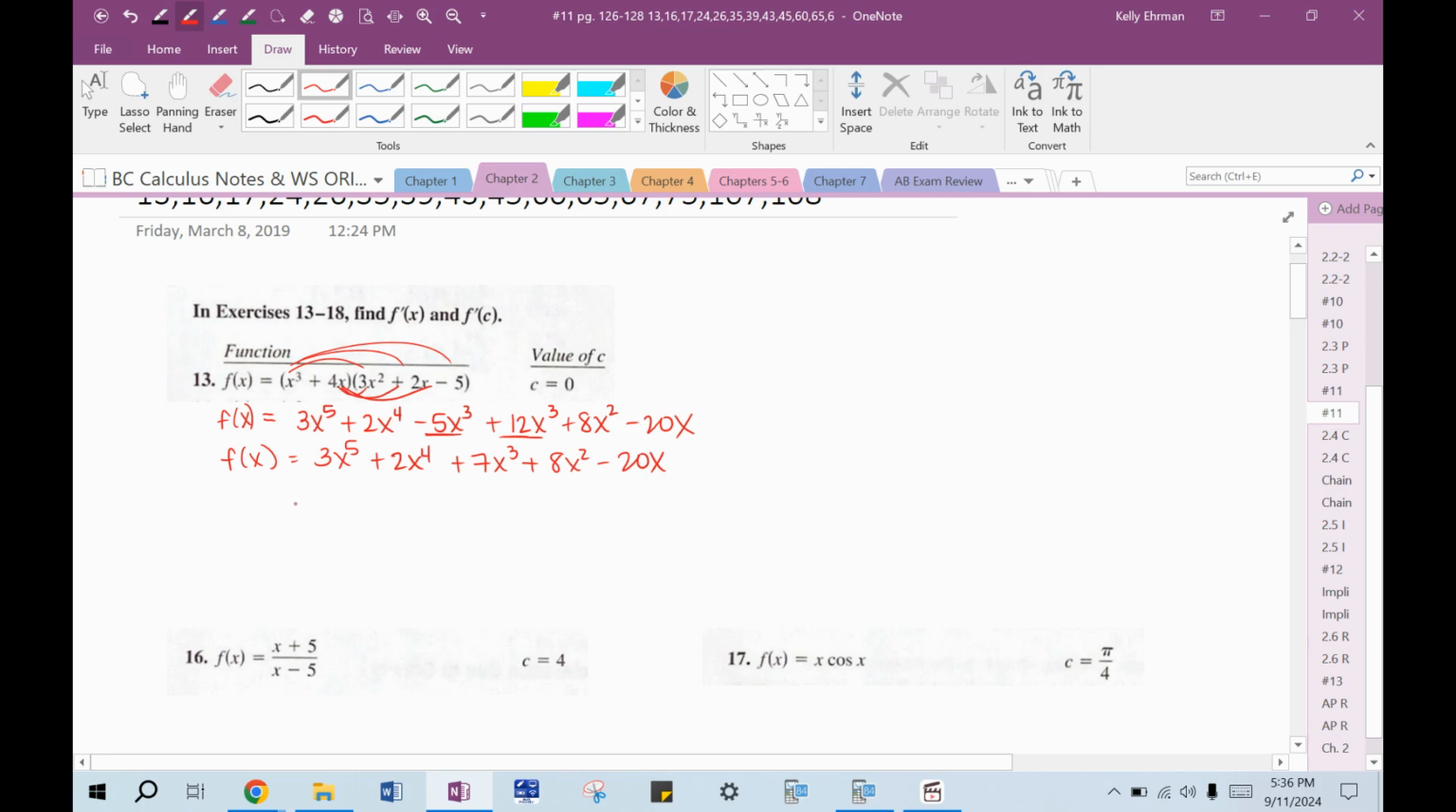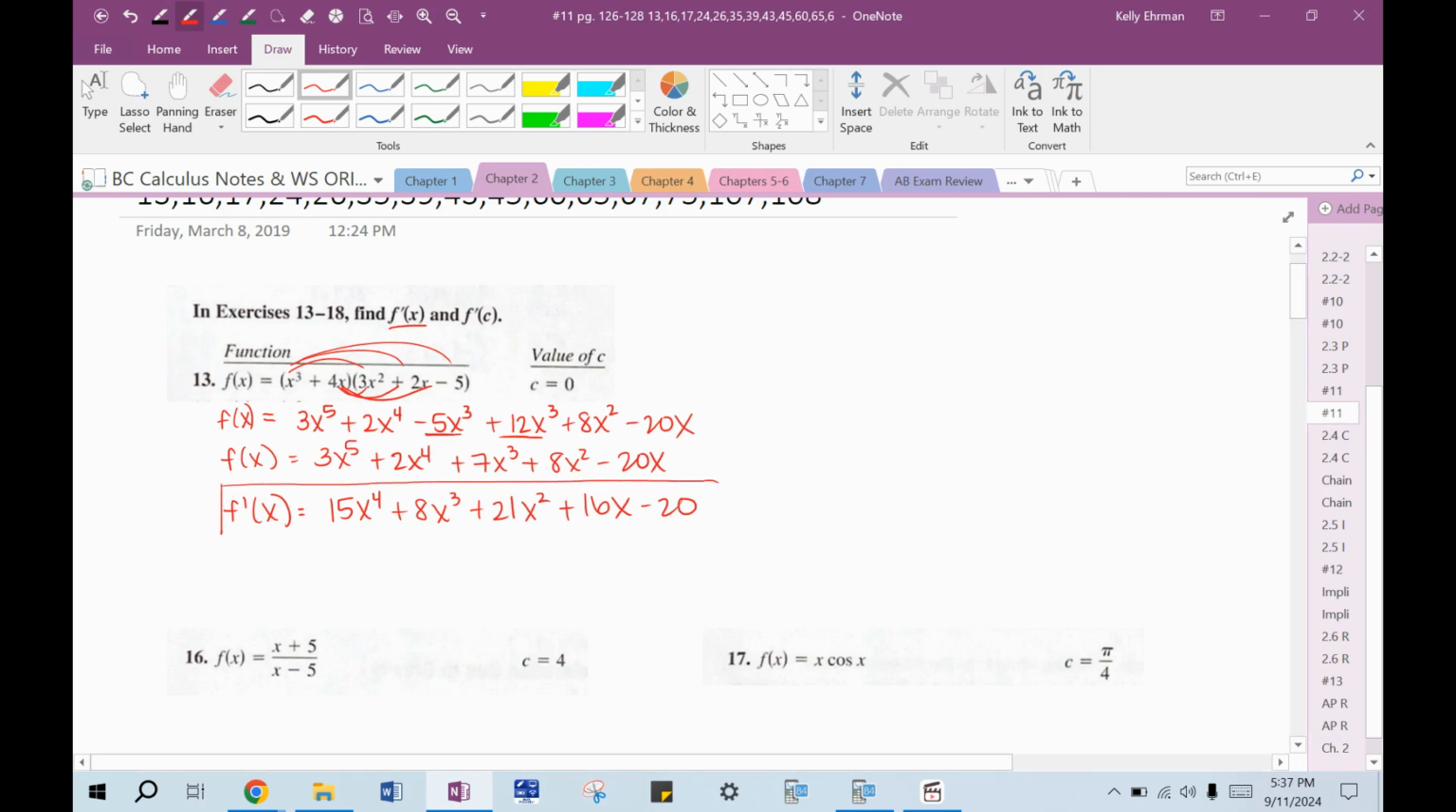And then make sure that you don't just put in equals when you start taking the derivative. Call it f prime of x. We don't want to have false equivalences. So this is 15x to the fourth plus 8x to the third plus 21x squared plus 16x minus 20. So I have f prime of x, found that, so that's one answer.